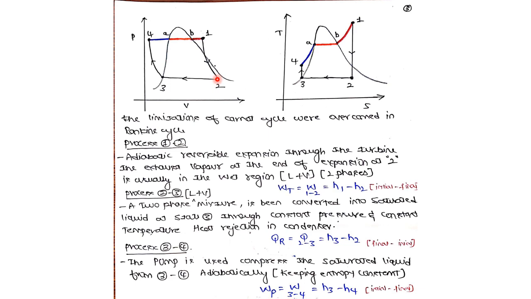From the wet region, what happens? The steam, or the liquid and vapor mixture, is being completely condensed, and that means heat is being lost. The condensation process happens, and it reaches the saturated liquid line, that is state 3, which is the output of the condenser. So from 2 to 3, the heat rejection process occurs in the condenser.